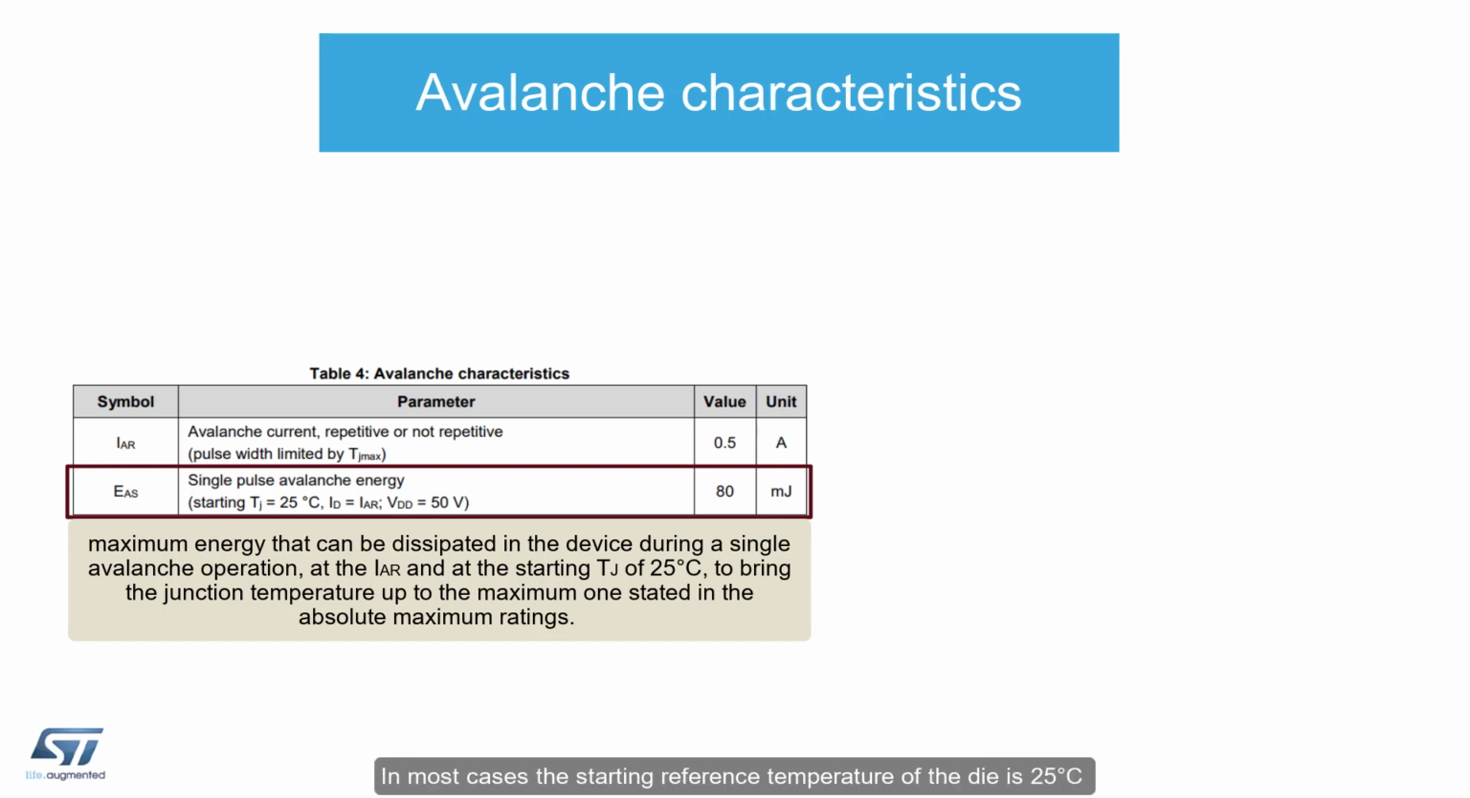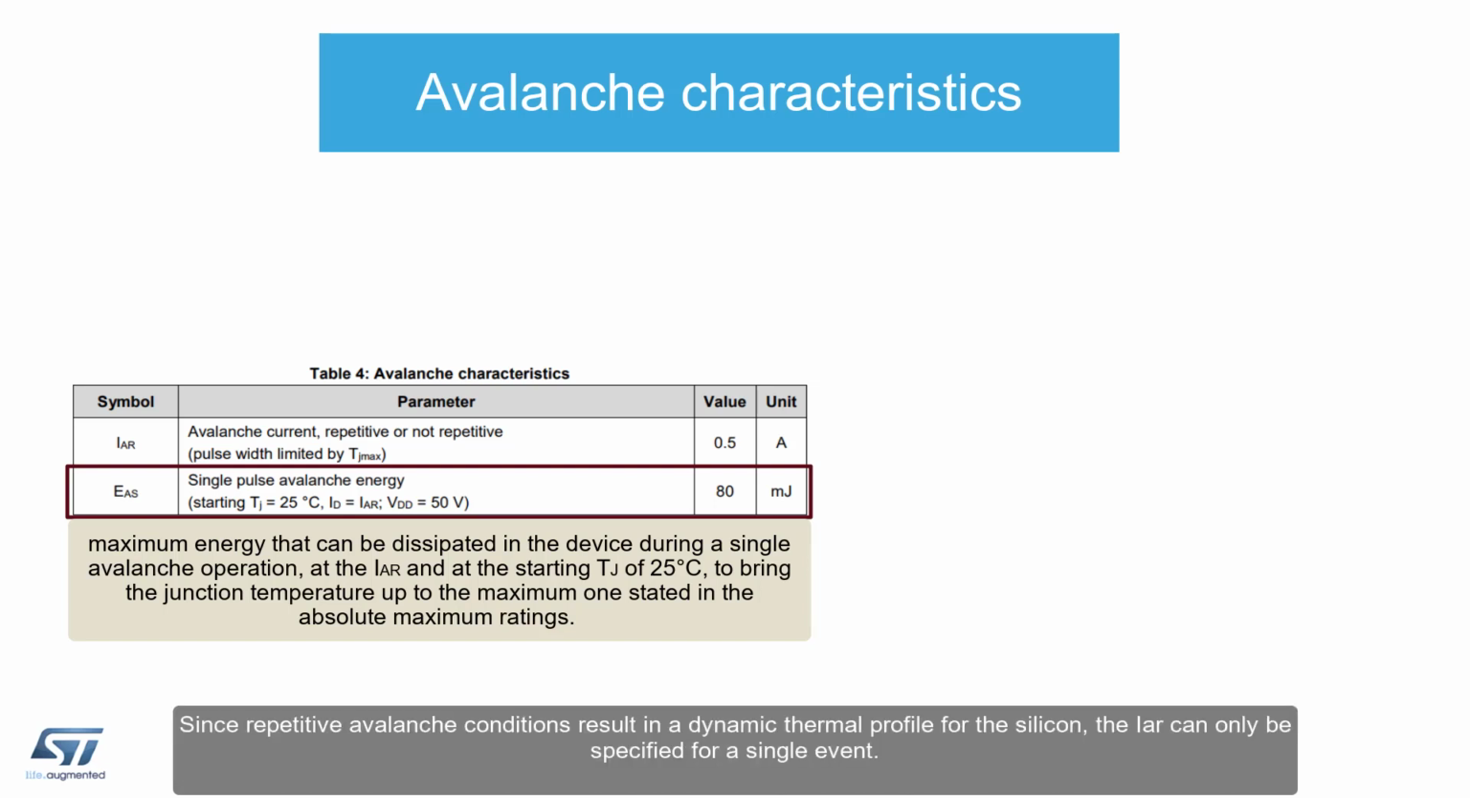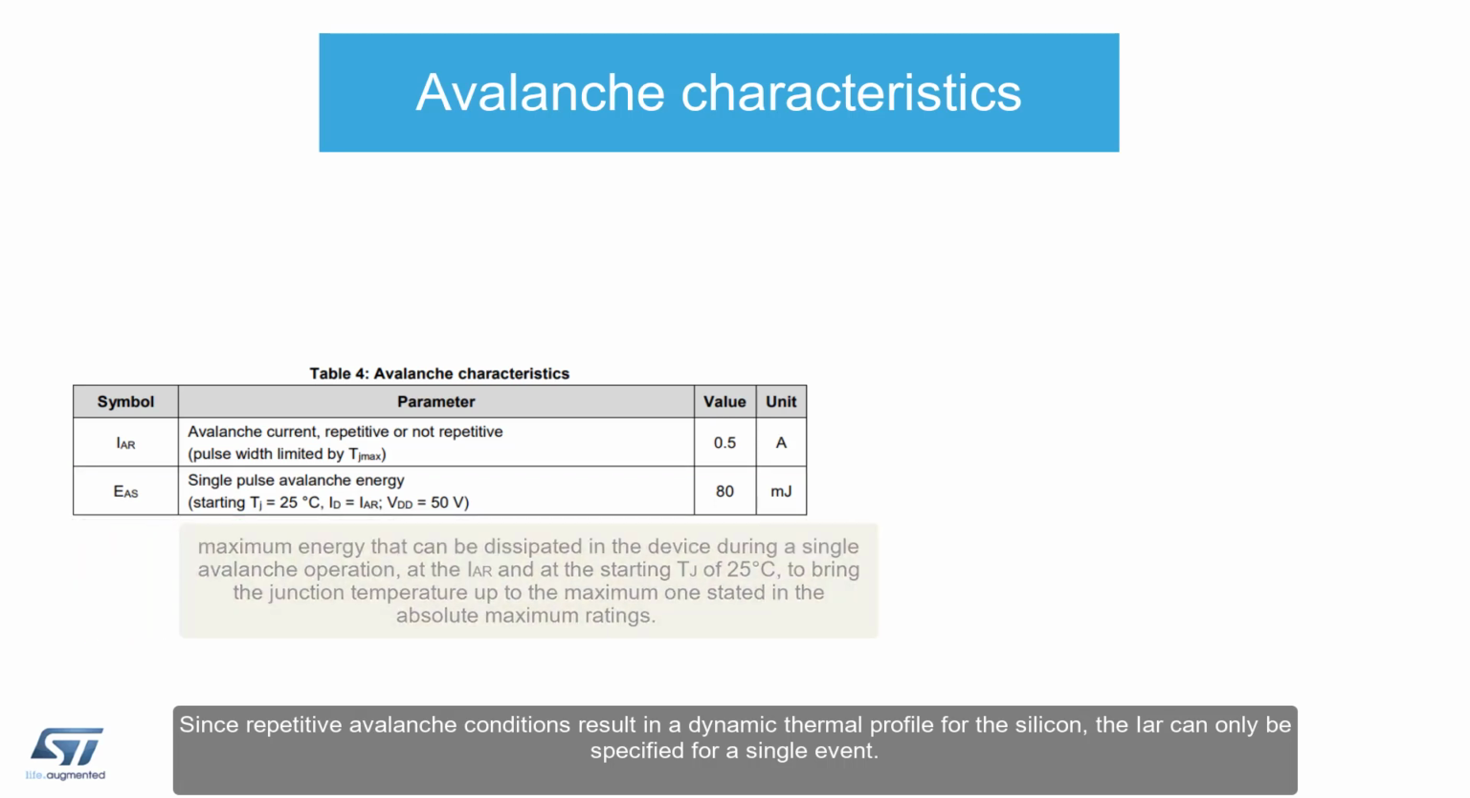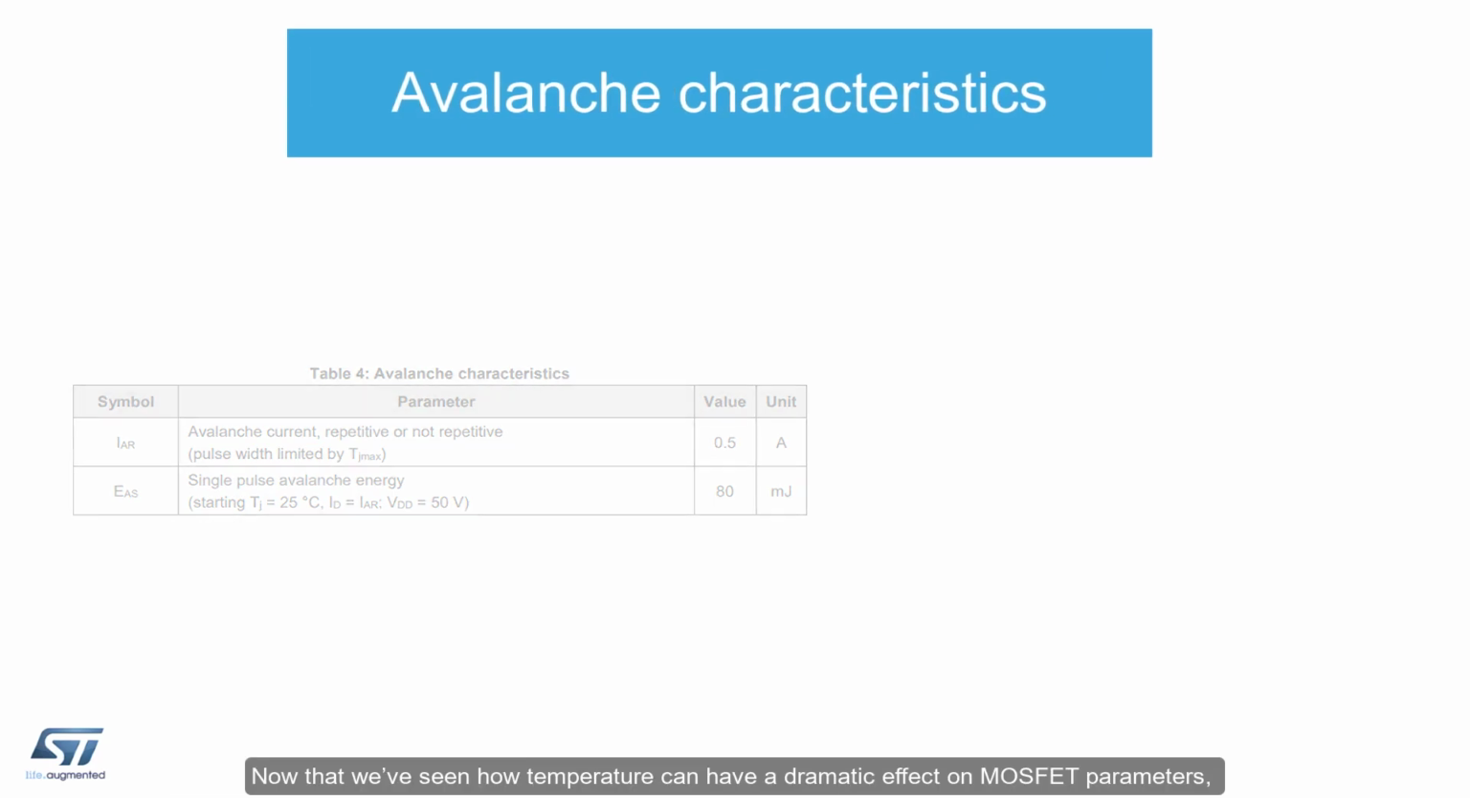In most cases, the starting reference temperature of the die is 25C, so should avalanche occur at a different operating temperature, this value will change. Often there is a graph of avalanche energy versus junction temperature to assist with this calculation. Since repetitive avalanche conditions result in a dynamic thermal profile for the silicon, the IAR can only be specified for a single event.